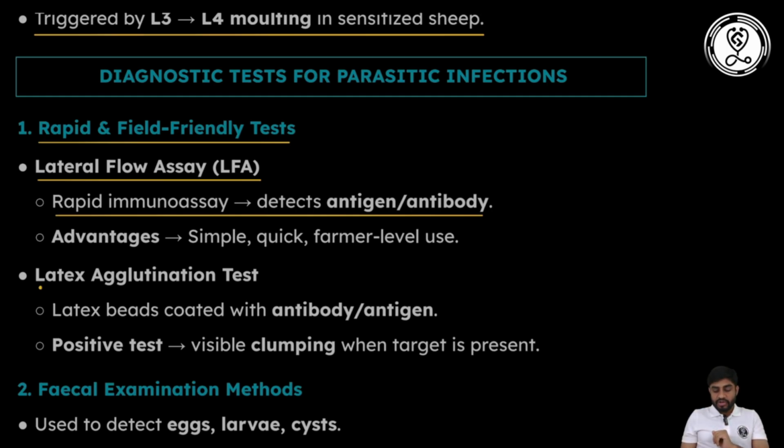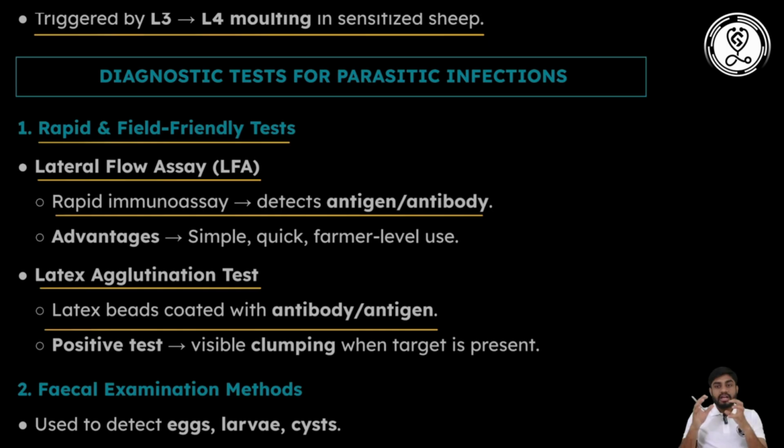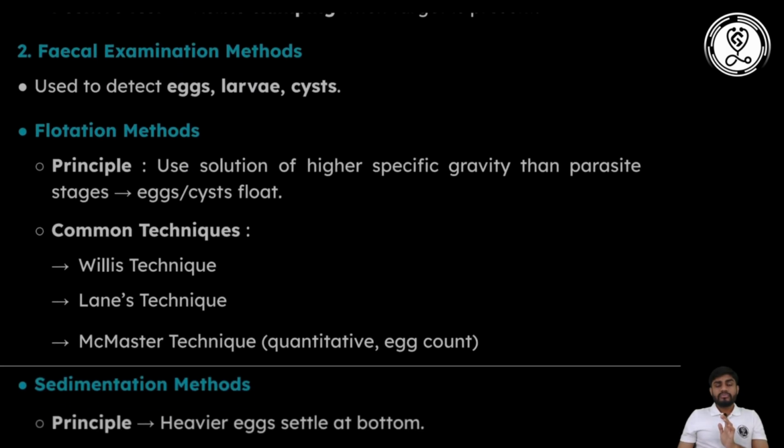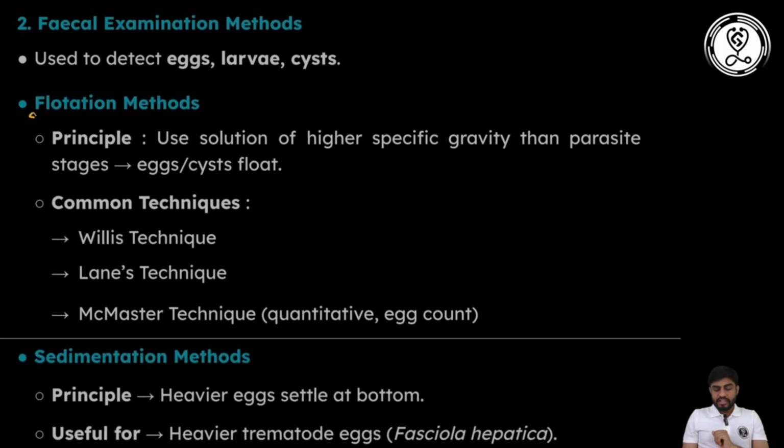Similarly, the latex agglutination test is also similar to an immunoassay, where we use latex beads coated with antigen or antibody. If you want to detect antigen, you use latex beads coated with antibody, or if you want to detect antibody, you use antigens. Visible clumping will occur between antigen and antibody if infection is present, and that will confirm that a parasitic infection is present. Instead of that, we can also go for fecal examination. There are two methods of fecal examination: either flotation or sedimentation.